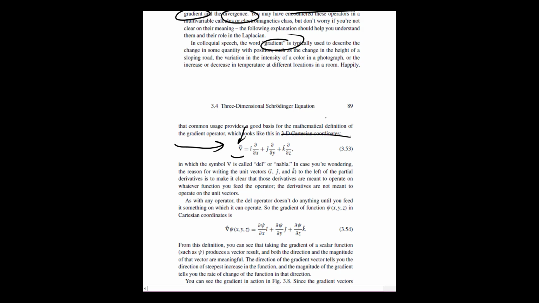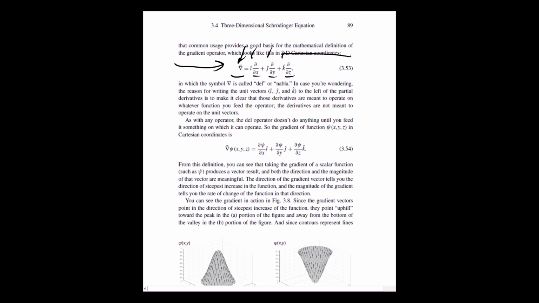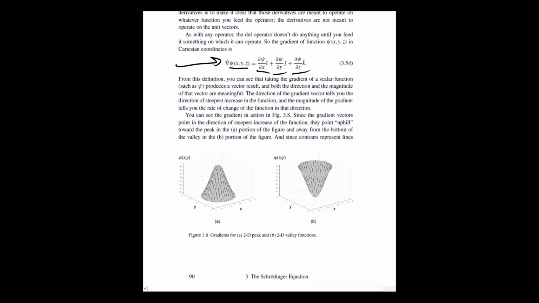Here it is in 3D Cartesian coordinates. There's an i hat, j hat, and k hat component, and each one has a relevant partial derivative. So if I feed this a three-dimensional function of x, y, and z, it looks like this. Notice we're taking a scalar function, psi, and we're turning it into a vector by applying the gradient operator. So what is it the gradient tells you? The direction and the magnitude are both important.